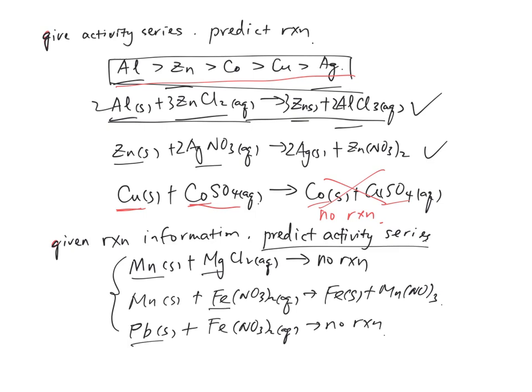How would you do that? Well, manganese cannot do it to magnesium. What does that mean? Magnesium must be the more active one. Because if manganese is the more active one, this reaction will happen. You're gonna have solid magnesium come out of the solution. But no reaction means magnesium is more active than manganese. This reaction does happen. That means manganese is also more active than iron.